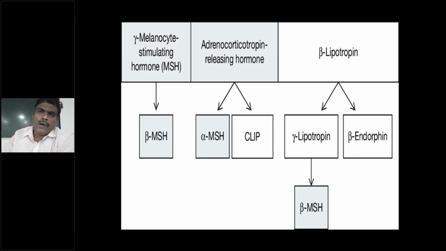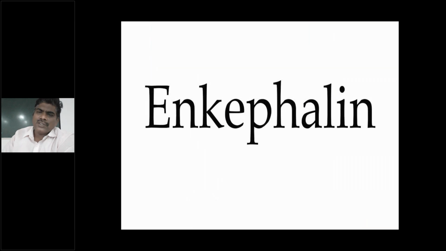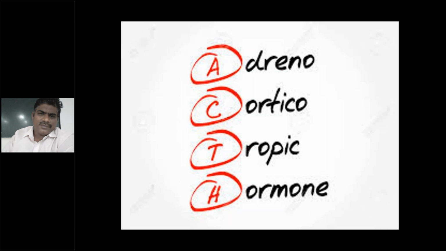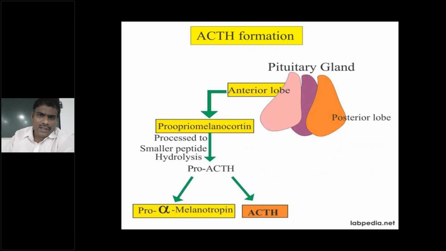pro-opiomelanocortin. Pro-opiomelanocortin gives rise to beta melanocyte stimulating hormone, alpha melanocyte stimulating hormone, gamma lipotropin, beta endorphins, and adrenocorticotropic hormone. These are all known as the endorphins. Endorphins are the happy hormones, and the happy hormones include enkephalins and adrenocorticotropic hormone.